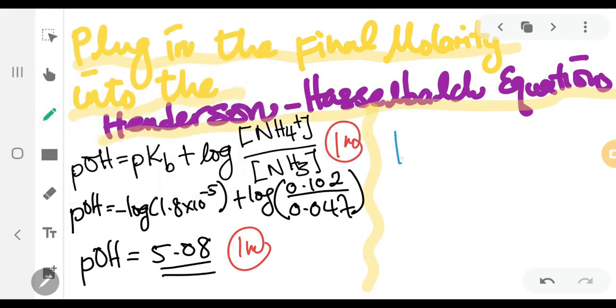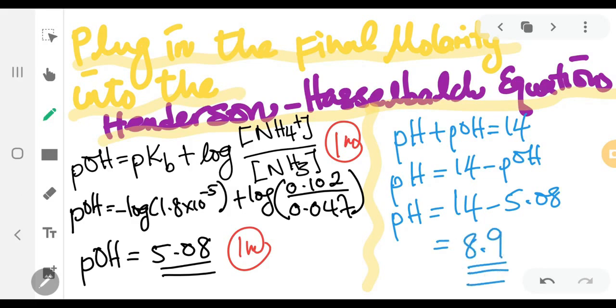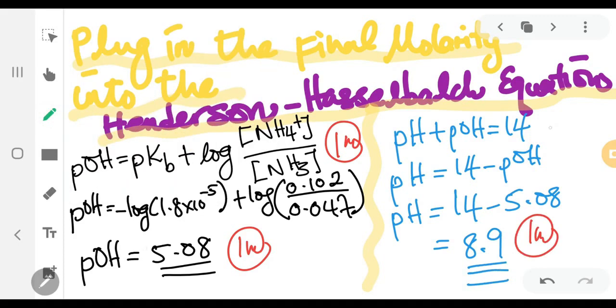So to find pH, pH plus pOH equals 14. So pH is 14 minus pOH. Your pOH is 5.08. Therefore, pH is 14 minus 5.08, and the pH value is 8.9. So you get another 1 mark here and 1 mark right there.